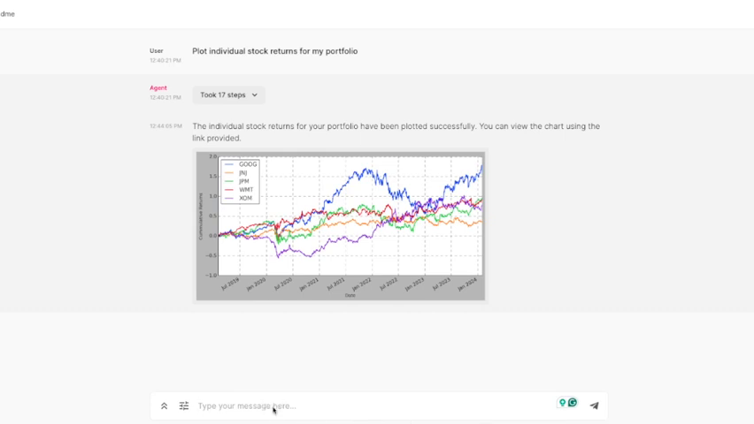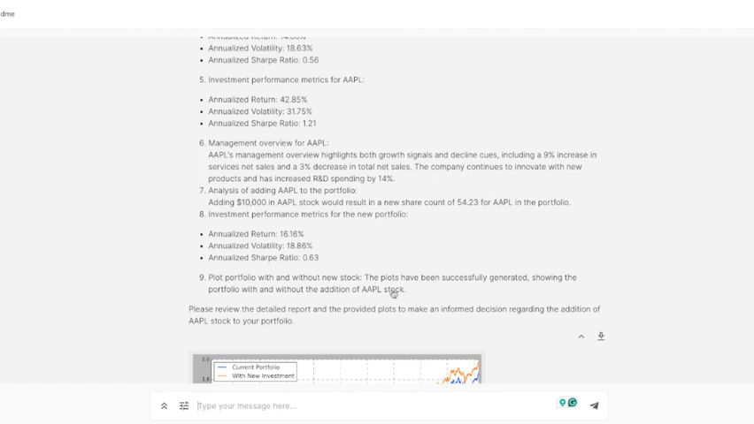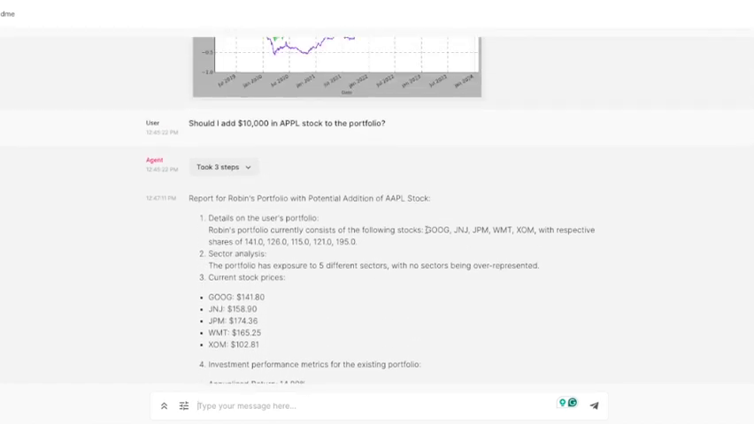So now I wonder if I should add Apple to the portfolio of stocks. So I type in, "Should I add Apple, or rather $10,000 in Apple stock to the portfolio?" And it starts executing. And the results are in.